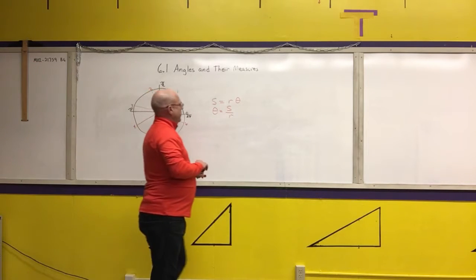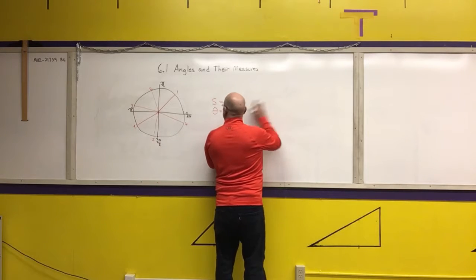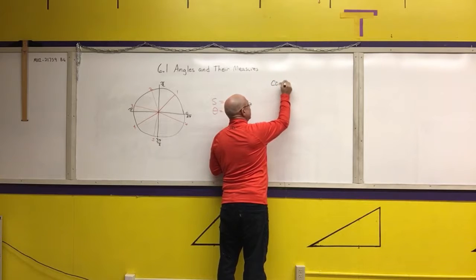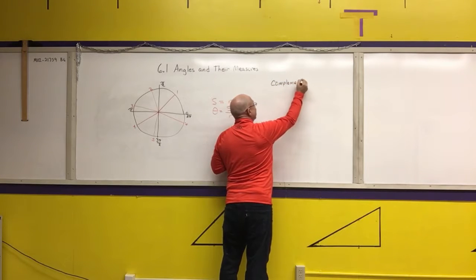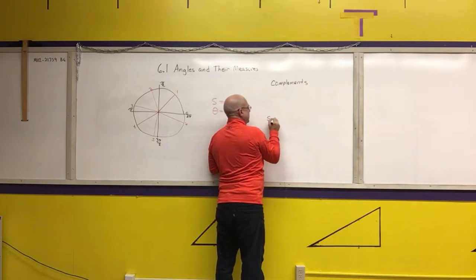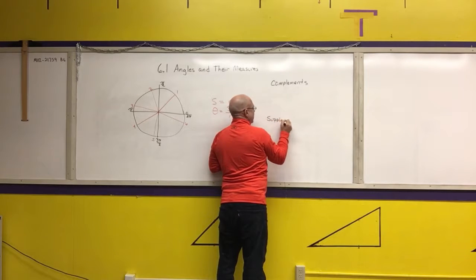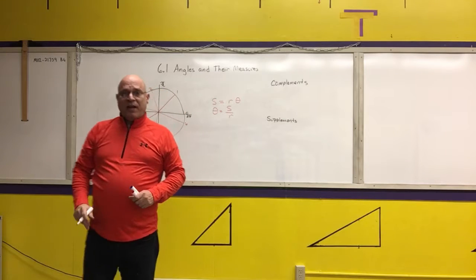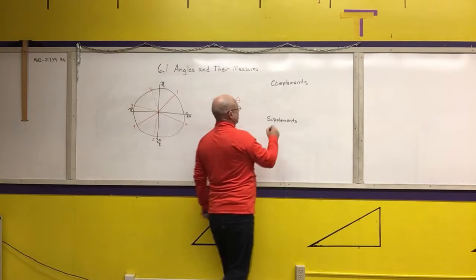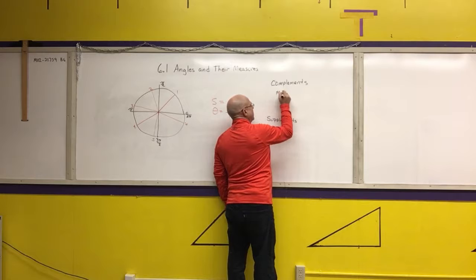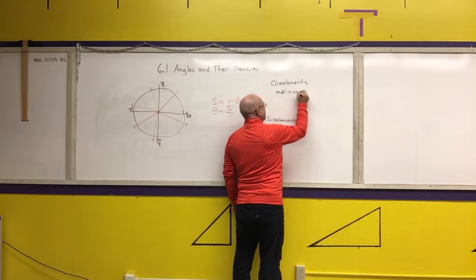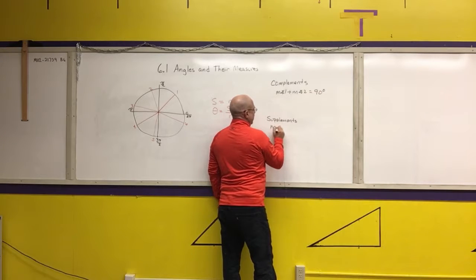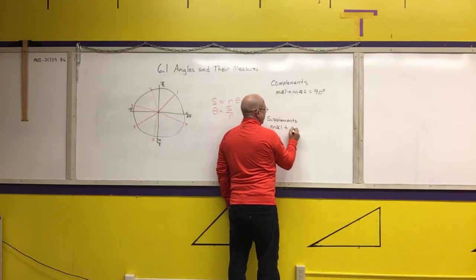Okay. So other things we need to talk about with regards to angles before we start using these formulas are complements and supplements. Okay. Complements add up to 90 degrees. These are 2 angles. And supplements are 2 angles that add up to 180 degrees.